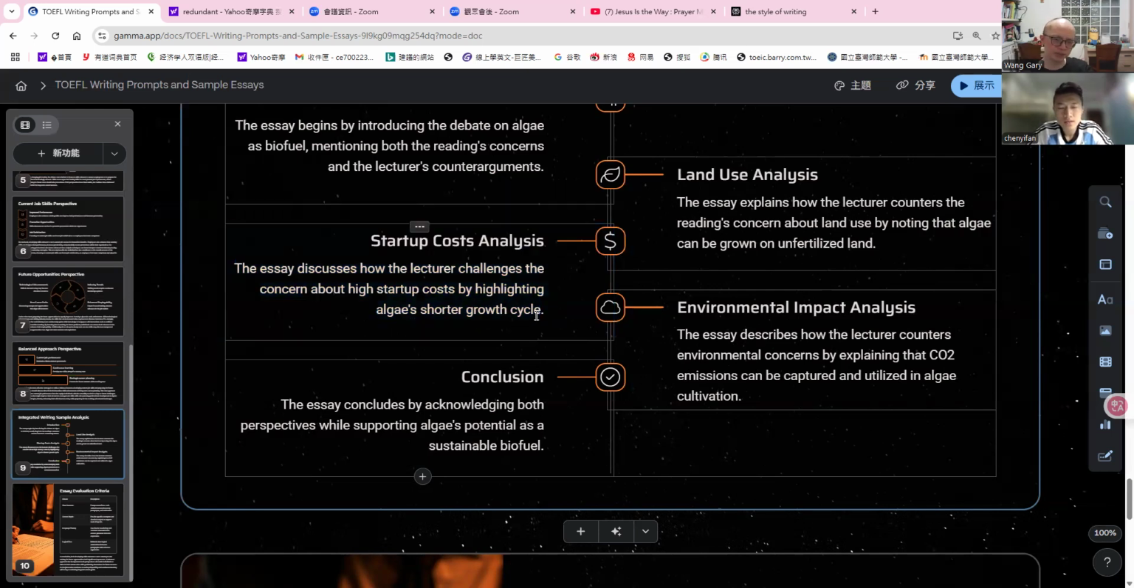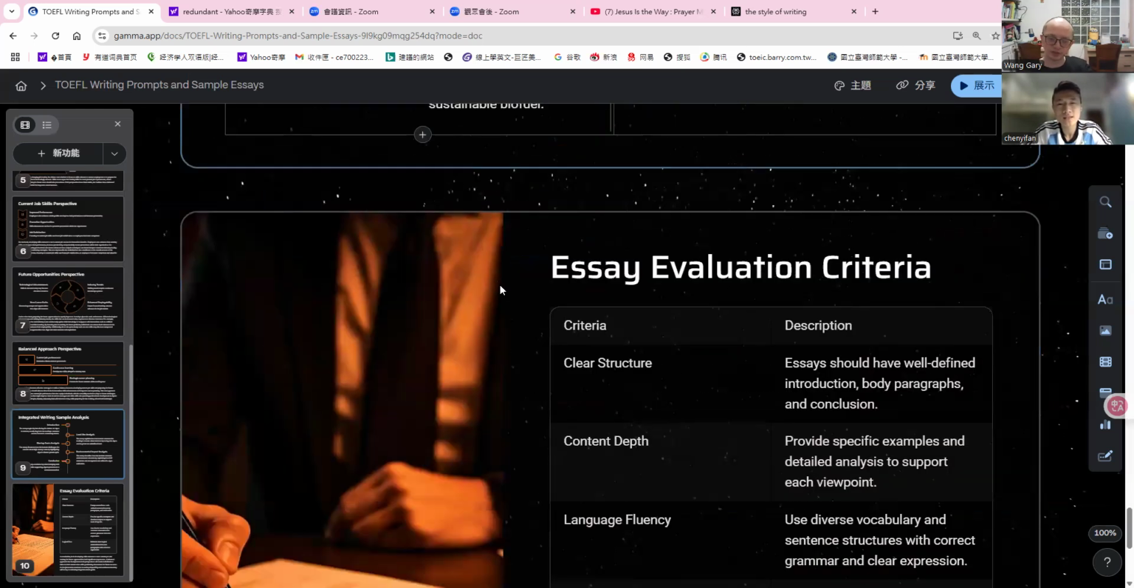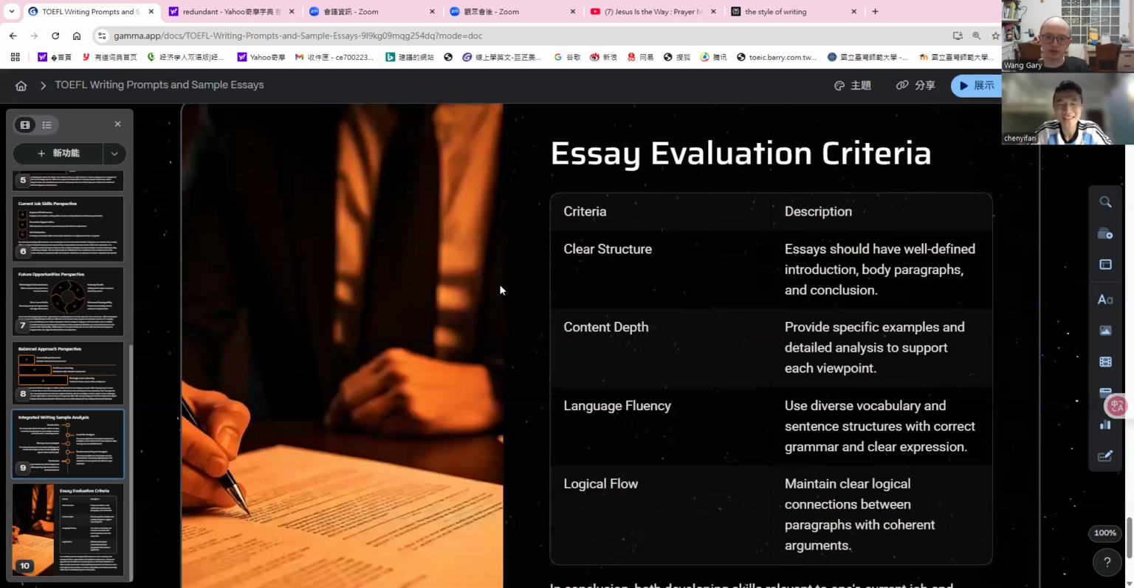But in my opinion, if it really has such high startup cost, then we don't want it at all. So even if it has really short growth cycle, it doesn't matter. I don't invest in it anymore. Actually, no, I don't invest at all.